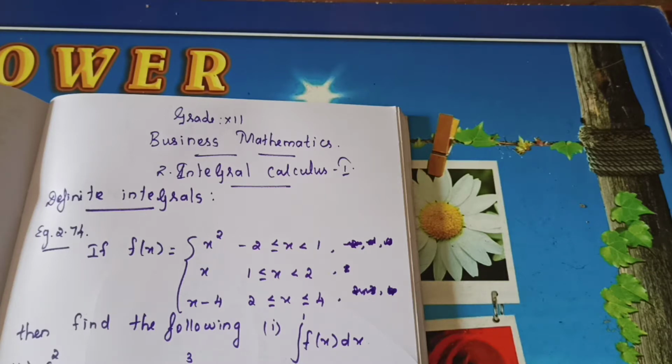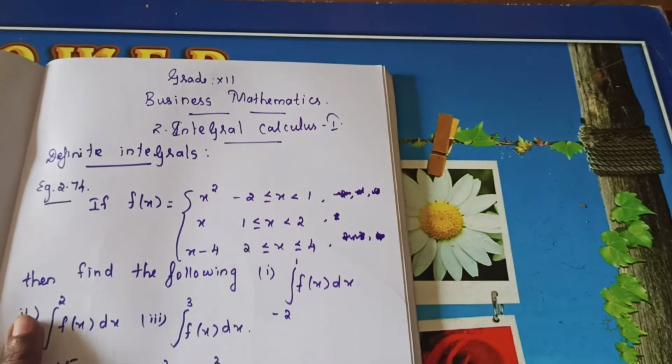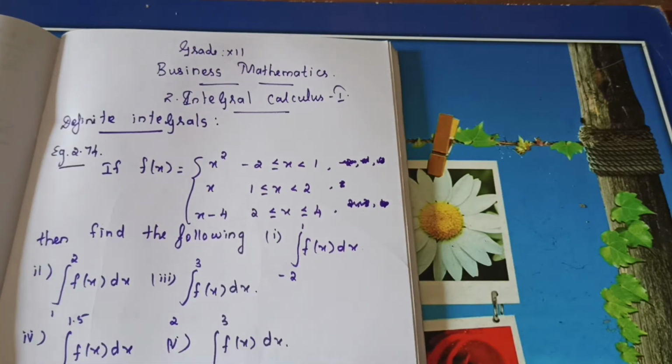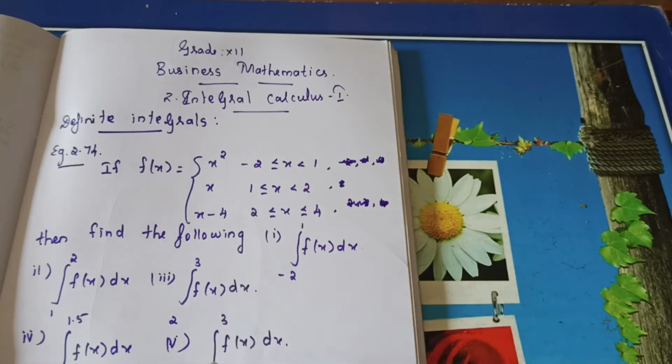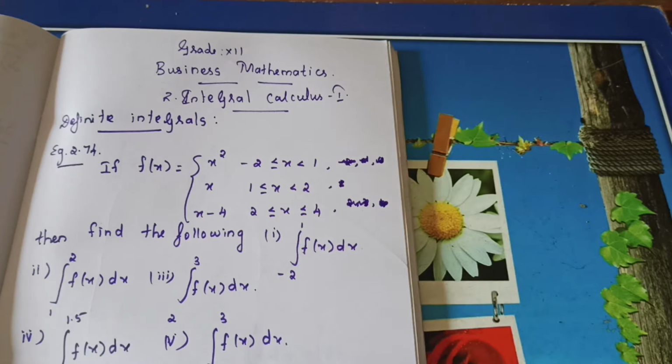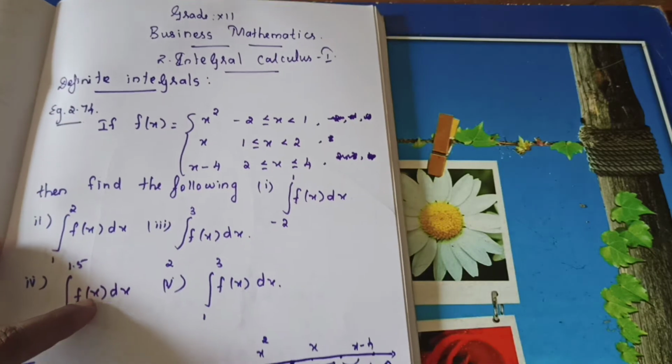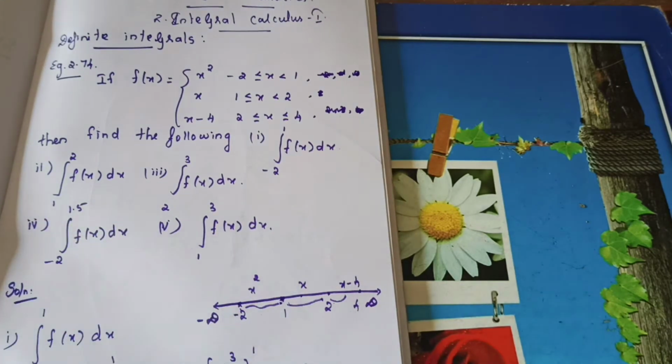Okay, so let's move to example 2.7. I wrote the question here, listen. If f of x is equal to x square for minus 2 to 1, x for 1 to 2, and x minus 4 for 2 to 4, then find the following 5 questions they gave. If you see this number line, you will understand something. Because of that, I drew this minus infinity to infinity.